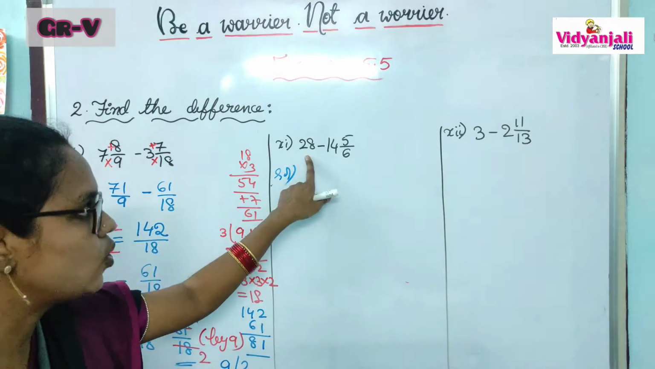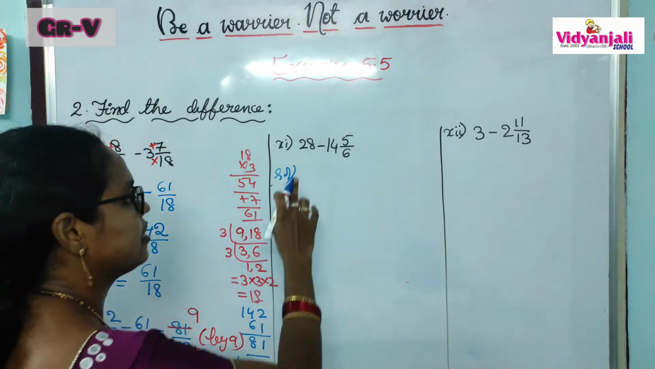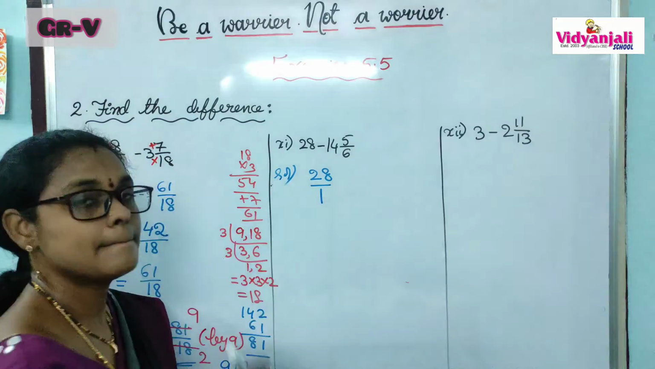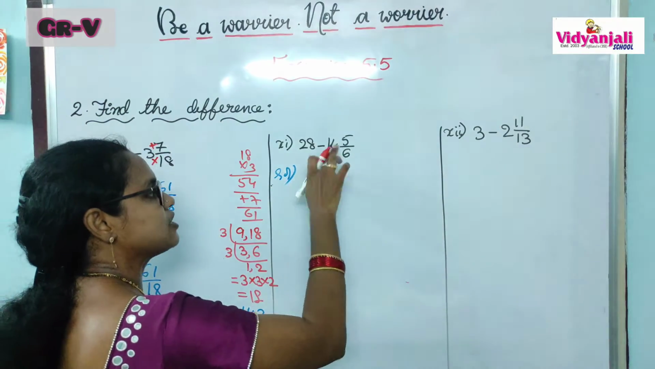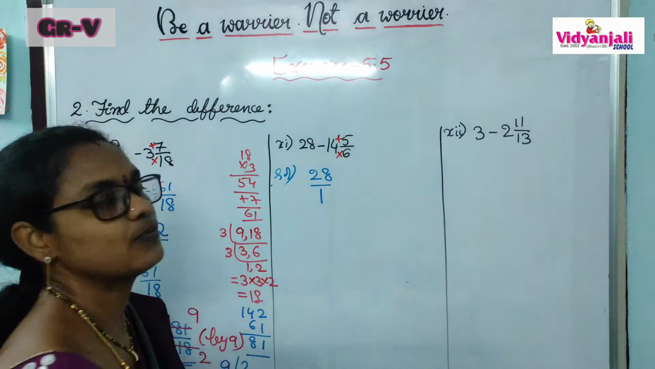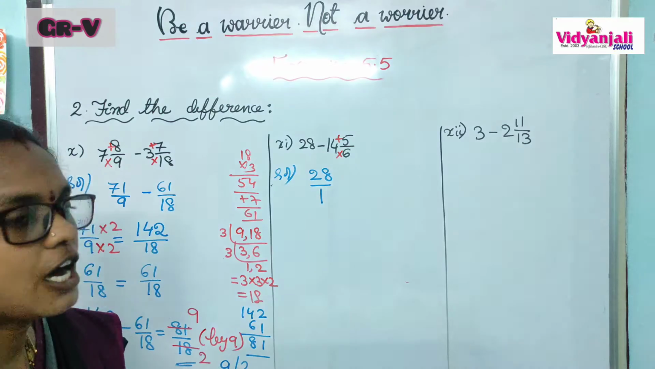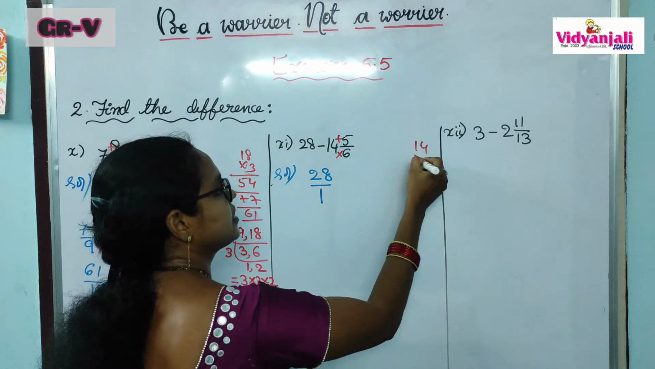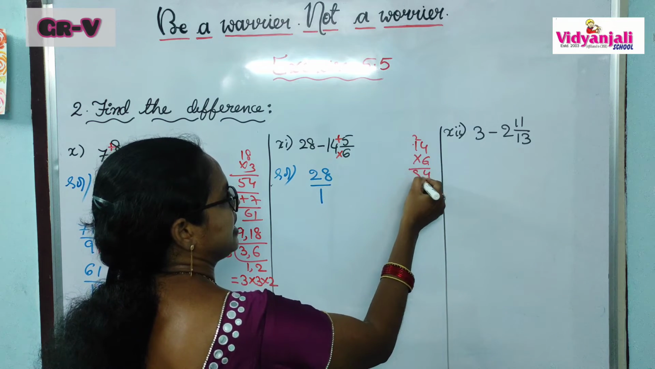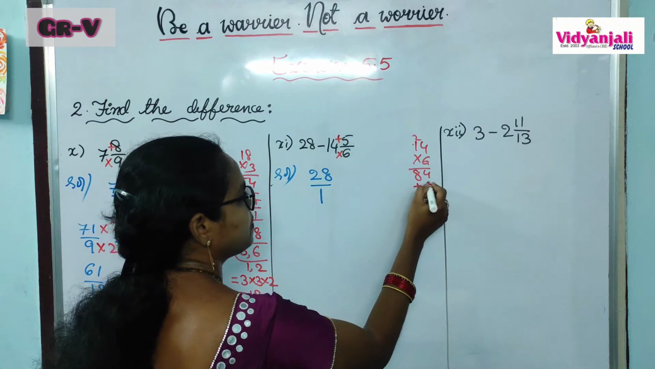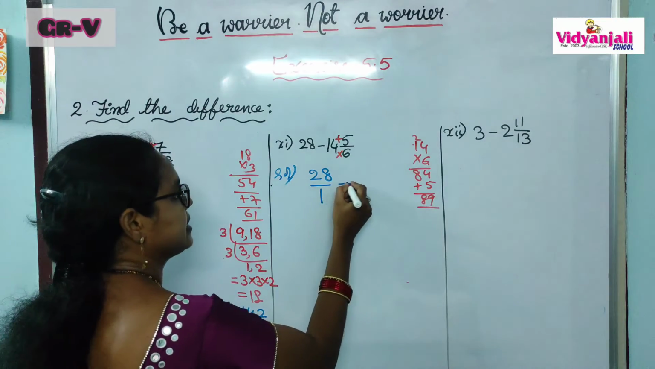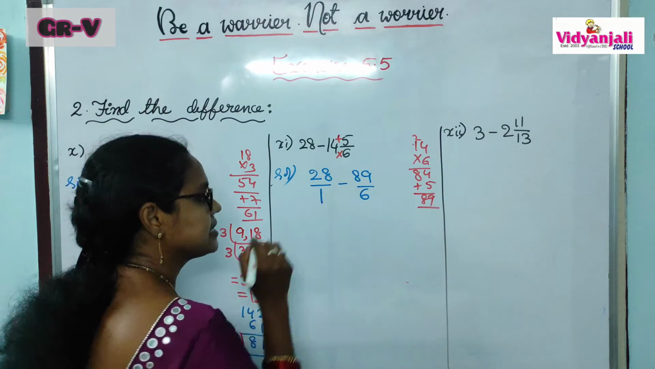Here we have one whole number, one mixed number. You know how to make it a fraction, right? 28 can be written as 28 by 1. Now, convert this mixed fraction as an improper fraction. 6 into 14 plus 5. 6 14s. How much is 6 14s? Let us check. 84. 84 plus 5 is 89. Okay. Let's write. 89 by 6.